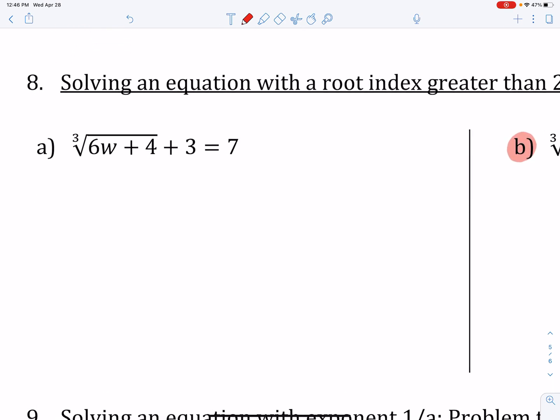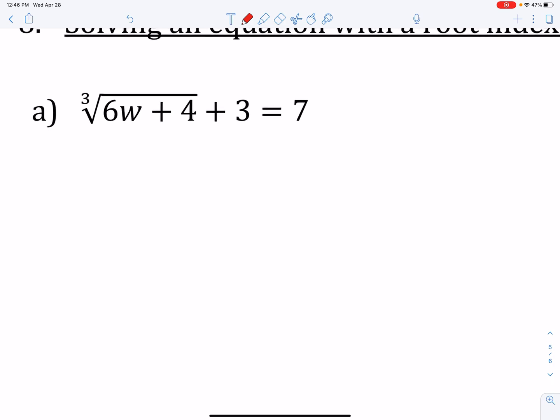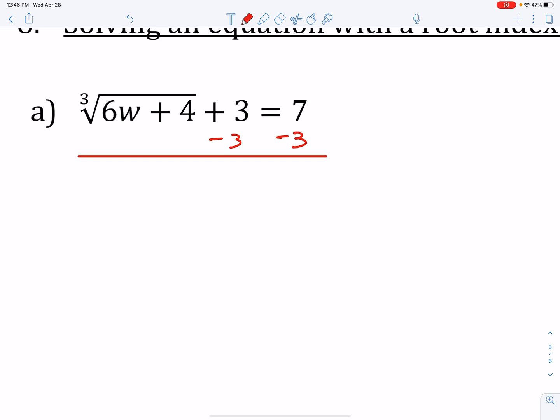So we have 8 here, solving an equation with a root index greater than 2, problem type 2. So exact same thing we just did. It's just a little bit of a harder problem. What I notice right off the bat here is this 3 is hanging outside of this cubed root. So I want to get this 3 over here. So let's just eliminate that right now. Minus 3, minus 3. And that's going to cancel. So let's bring down our cubed root here. What is that? 6w.